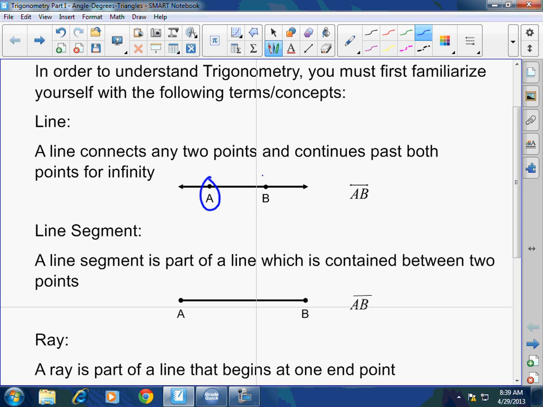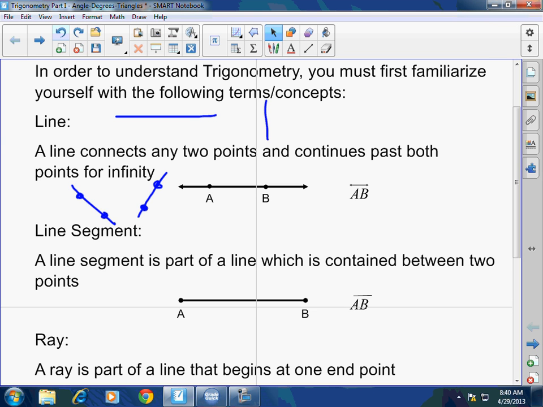So you have 2 points here, A and B. A line is simply something that connects both of those points and continues forever, hence the arrows. Okay? That's what a line is. A line continues on both sides forever. Now, you can go like that. That is a line. It's connecting 2 points. Go that way. That's a line. We know that from graphing, right? You have positive slopes and negative slopes. You have a line like that. You can have a vertical line. Okay? So a line connects 2 points and extends past those 2 points for infinity.